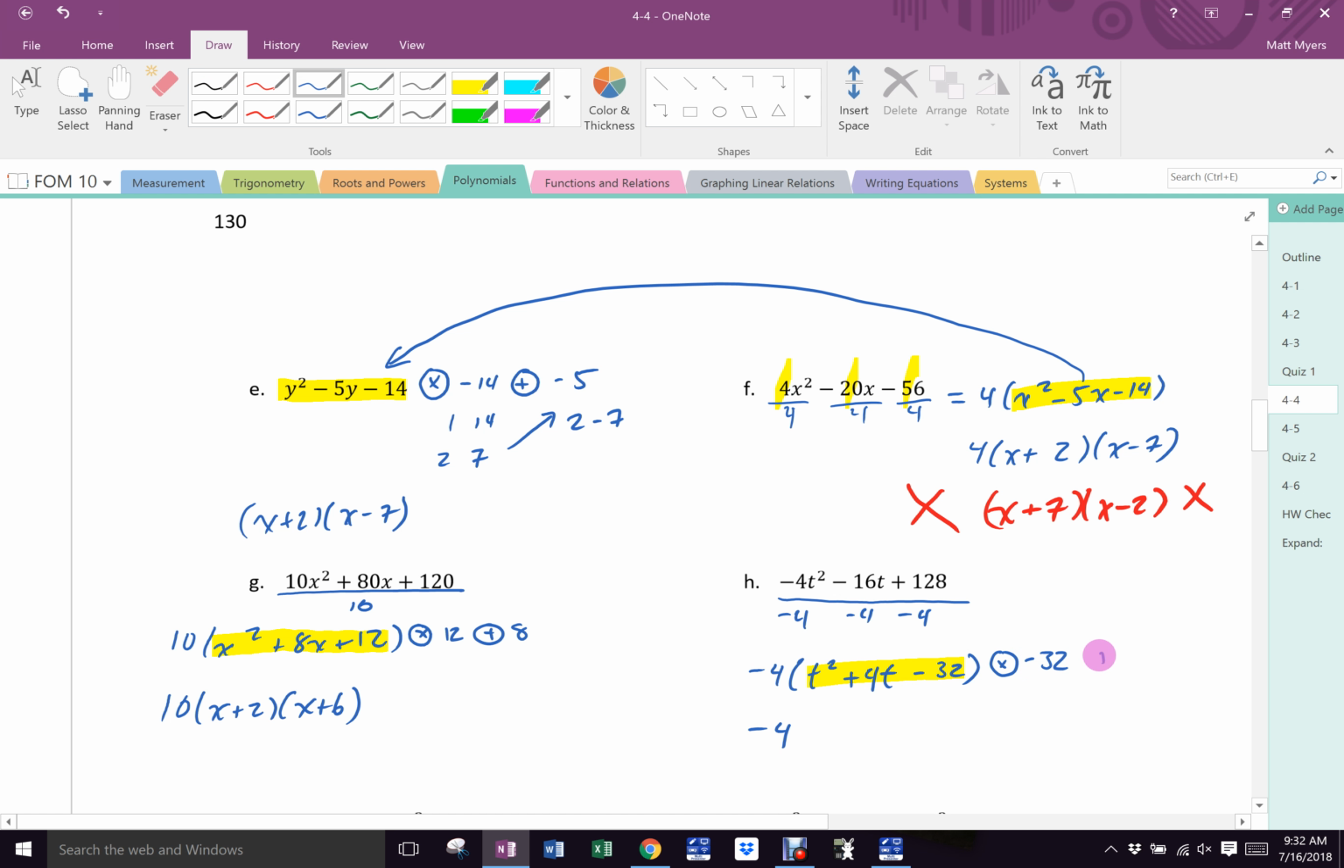And if this is going to work, I have to multiply to what? Negative 32 and add to what? 4. Is it 1 and 32? Is it 2 and 16? Is it 4 and 8? It is. 4 and 8. How will 4 and 8 get me to 4? 8 minus 4. So it's t plus 8, positive 8, t minus 4, negative 4. Is everybody good?